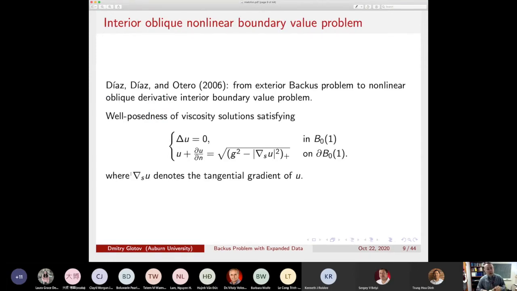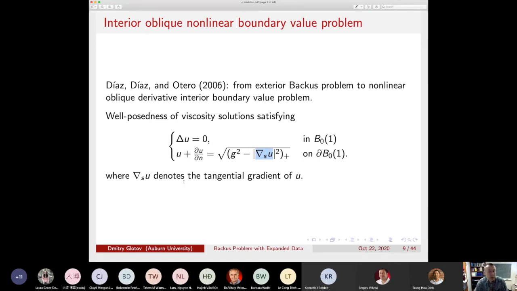And some further results, a little bit more recent. So Diaz and Otero considered the exterior Backus problem, and they transformed it into an interior problem by Kelvin transform. So this transform gave rise to this non-linear boundary condition. So this is similar to the Robin boundary condition that I had before, but on the right hand side we have the tangential gradient of u appearing in this non-linear expression here. So they were able to show the existence of a viscosity solution.